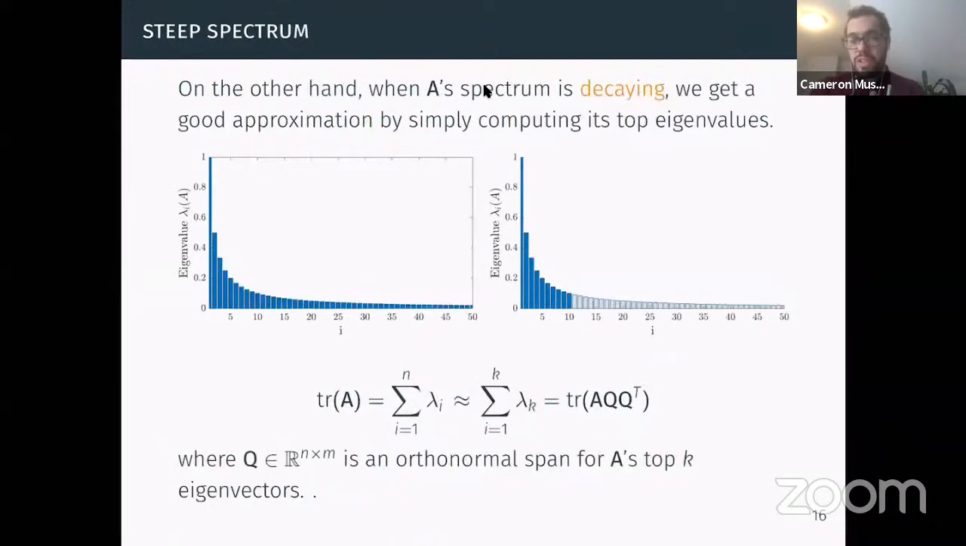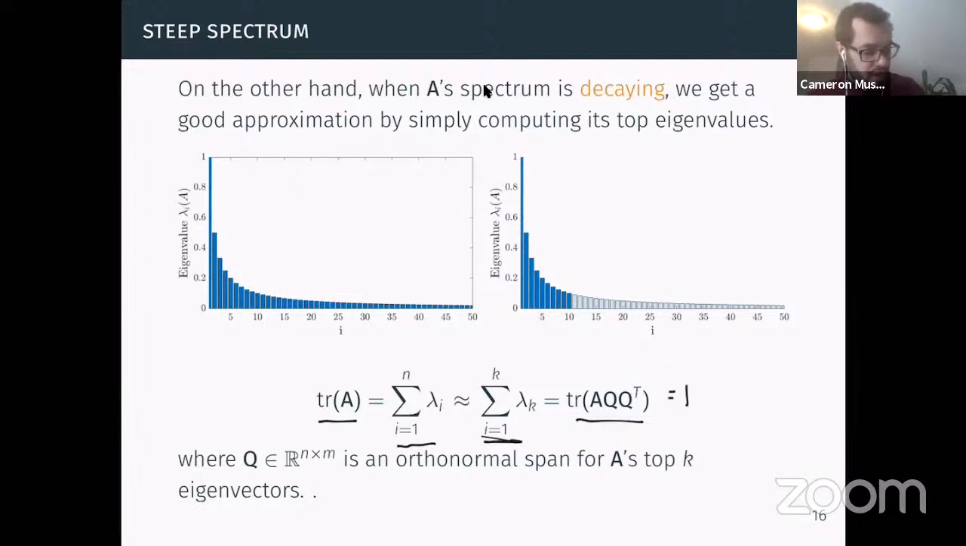The second observation is equally as simple, which is that when my spectrum is decaying, we can get a good approximation to the trace just by computing the top eigenvalues of my matrix. So the trace is the sum of eigenvalues. If my spectrum is decaying very quickly, or if my matrix, for example, is numerically low rank, then this sum of eigenvalues is really well approximated by just the sum of the top k eigenvalues, where k is some number much, much less than n. In other words, my trace is very close to trace of A QQ transpose, where QQ transpose is just the projection matrix onto my top k eigenvectors.